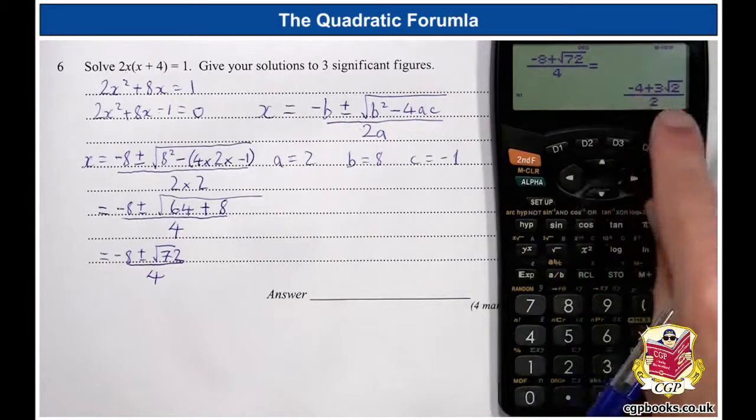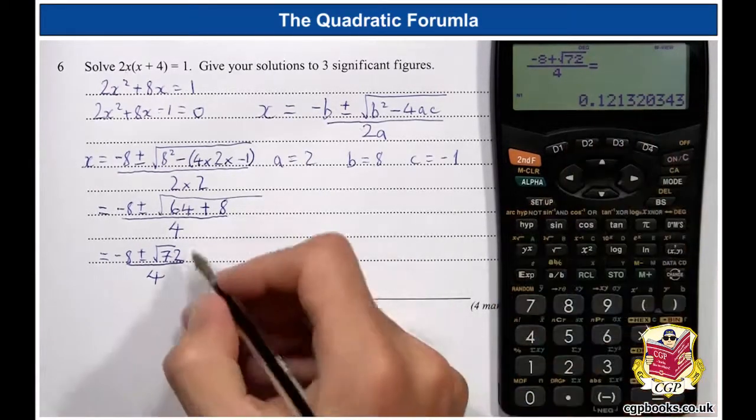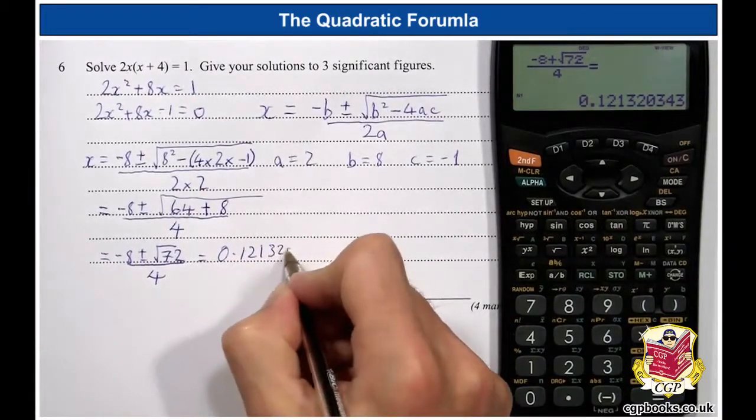Now here they've simplified the surd form, but we want a decimal. So if I press that change button on this calculator, it'll give me a decimal. So we want to write down a few decimal places. 0.121320, that'll do.